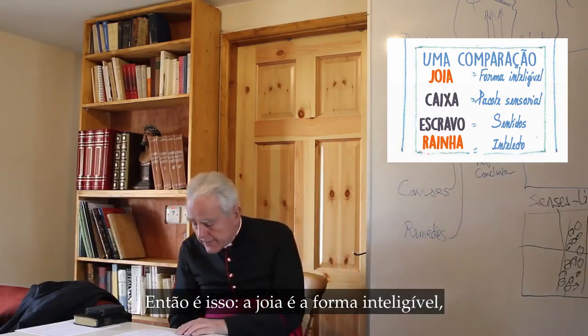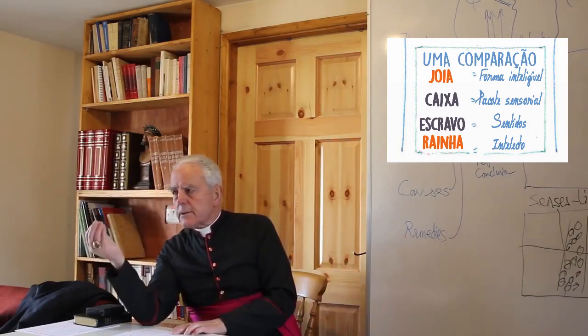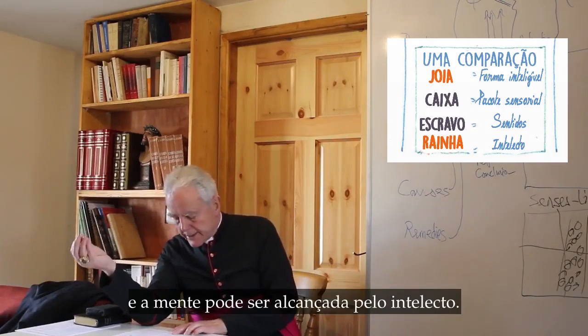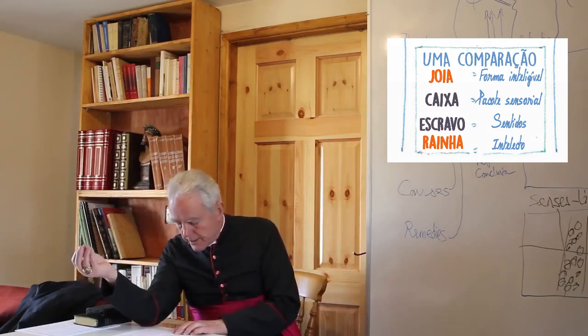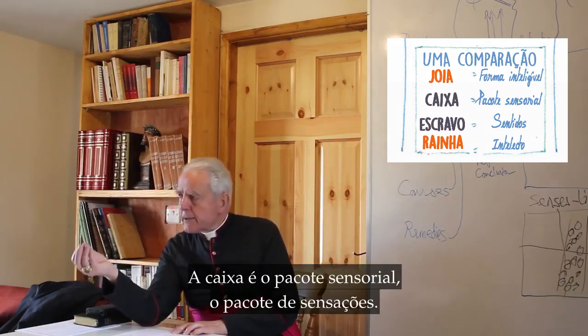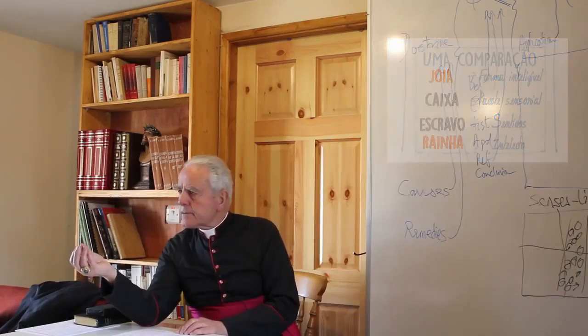So you've got it there. The jewel is the intelligible form, the form of the thing which the mind, the intellect, can get at. The box is the sense packet, the packet of sensations. The slave is the senses, and the queen is the intellect.